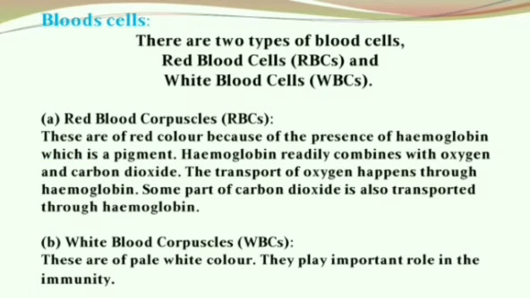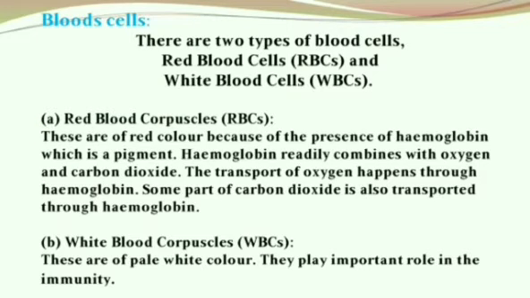Coming to the blood cells, as I have already said, there are two types, red blood cells and white blood cells. Red blood cells are red in color because of the presence of hemoglobin, which is a pigment. Hemoglobin readily combines with oxygen and carbon dioxide. The transport of oxygen happens through hemoglobin. Some part of the carbon dioxide is also transported through the hemoglobin. Red blood cells are also called red blood corpuscles.